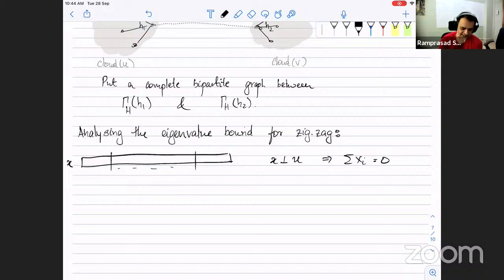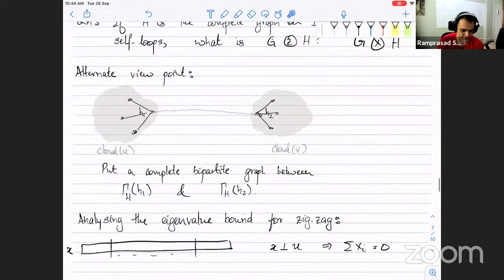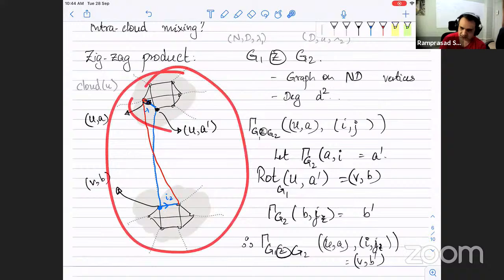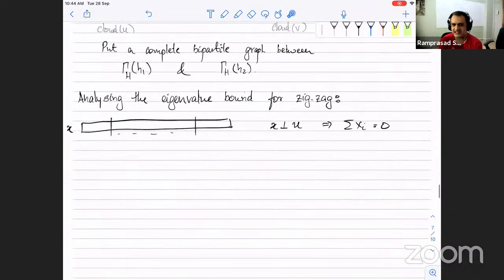Okay. Now let's ask ourselves, suppose I just did the first step of the random walk. That is the first zig step, the intra-cloud step. I had a certain distribution on all these vertices, but I'm only taking a step inside the cloud. What would happen to this vector? What is the effect of that transformation?